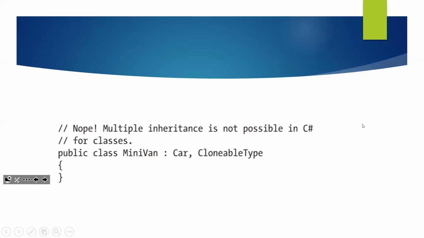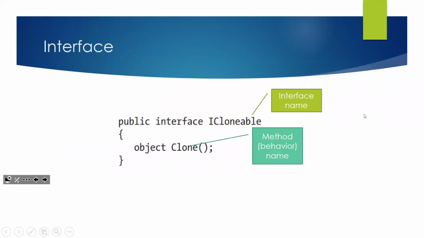So say we have a minivan, and we would like to have our minivan inherit from a class called car. Well, if we want our minivan to inherit from the car class and have that clone method, we need to inherit from both. We can't do that, because in C# multiple inheritance is not possible. We can't let you inherit from more than one parent. So what can we do?